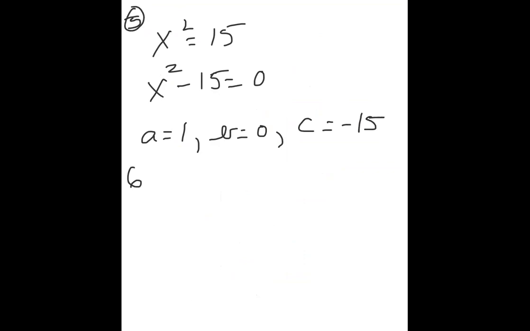Number 6. Oh, 6 is too easy. I'll let you guys do that one. 7. Oh, they want you to find the discriminant. So based on the discriminant, they want you to find out how many solutions and what type of solutions.